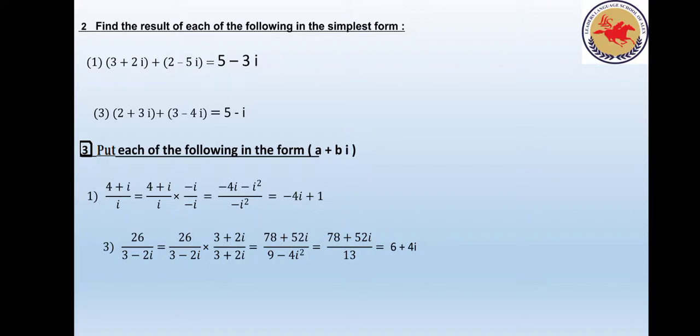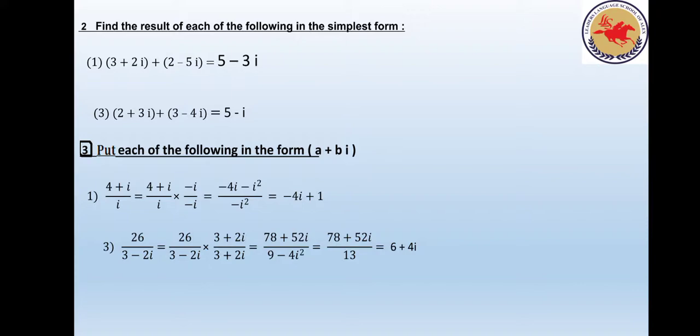Example here. Find the result of each of the following in simplest form. Number 1, 3 plus 2i plus 2 minus 5i. To add here, we add real part with real part and imaginary part with imaginary part. Here 3 plus 2 equal 5, 2i minus 5i equal negative 3i. Number 2, 2 plus 3i plus 3 minus 4i. We said before, we add real part with real part and imaginary part with imaginary part. 2 plus 3 equal 5, and 3i minus 4i equal minus 1i.